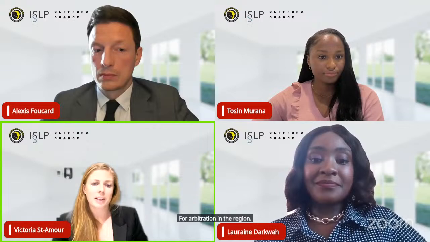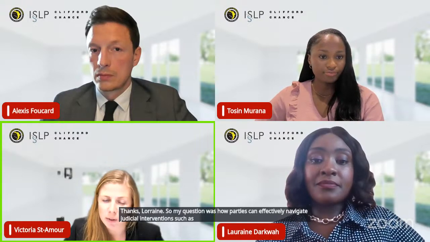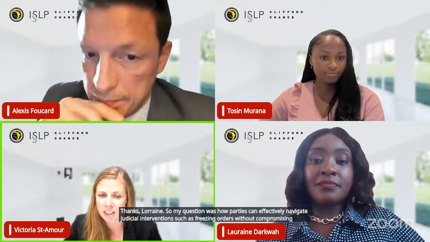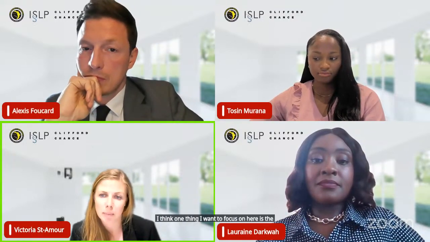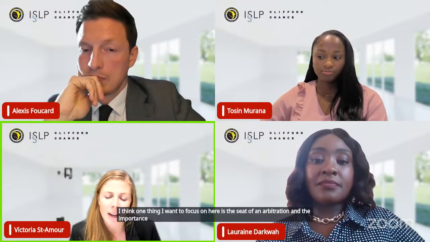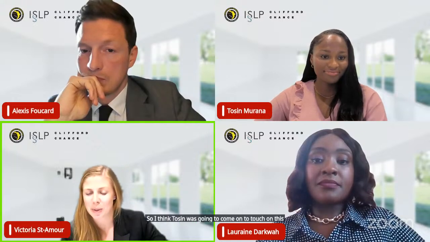Thank you so much. Victoria. Thanks, Lauraine. So my question was how parties can effectively navigate judicial interventions such as freezing orders without compromising the process of arbitration. I think one thing I want to focus on here is the seat of an arbitration and the importance that plays. So I think Tosin was going to come on to touch on this on our last question, which we haven't had time for.